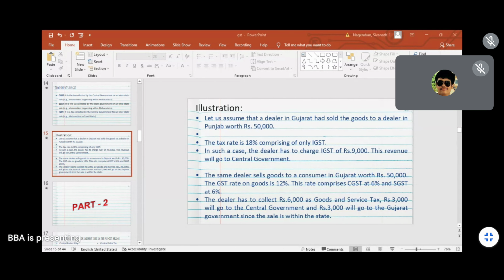Just I am reading out the present piece. Please make a note of it.